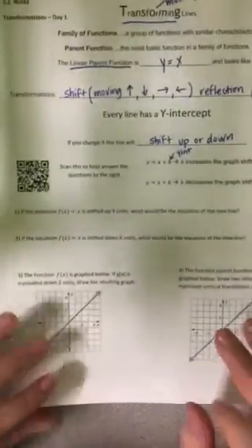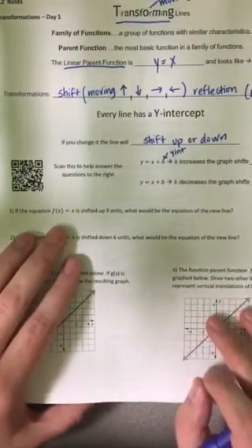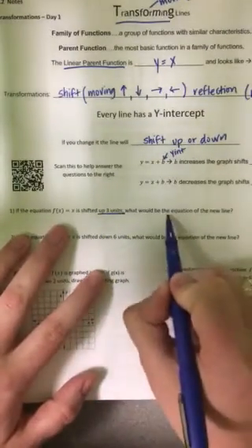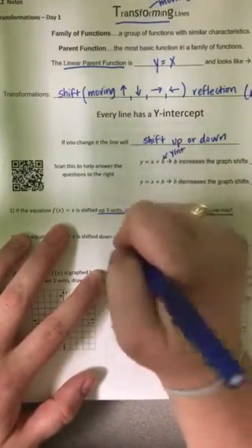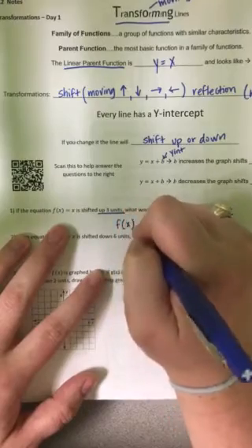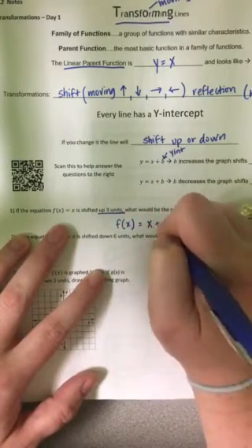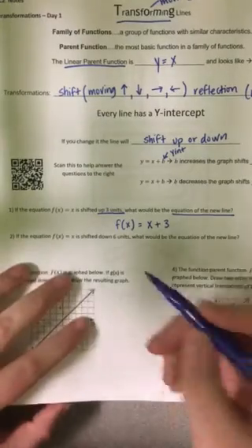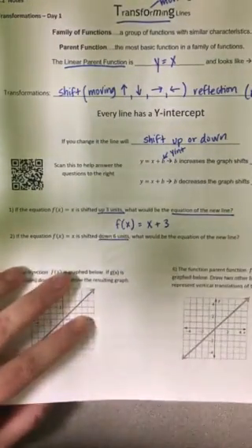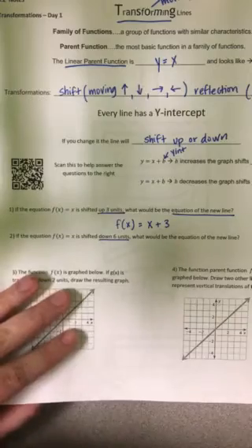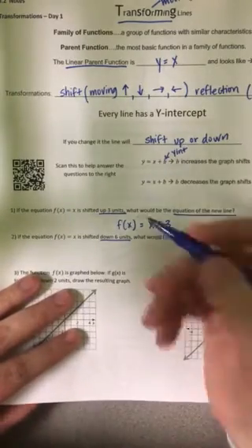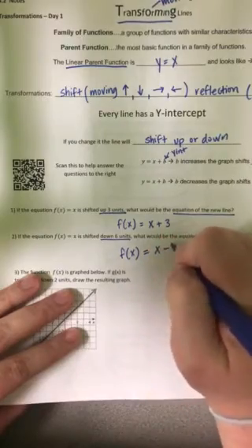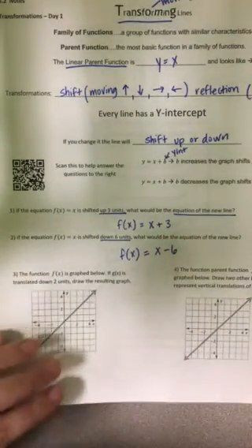So if I look at this equation, okay, y equals x, and I shift it up 3 units, my new equation is going to be f of x, which is the same thing as y, is x plus 3, because we shifted up 3 units. Okay, now if I want to shift down 6 units, I'm going to subtract 6. So I added 3 to go up. I'm going to subtract 6 to go down. So f of x equals x minus 6. Okay, that's going to be my new equation.